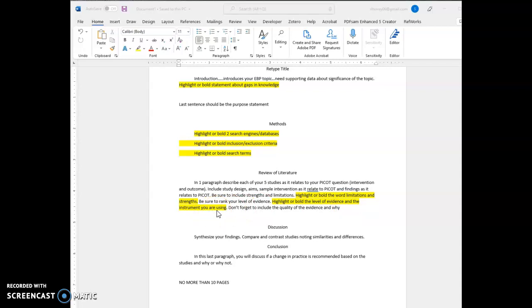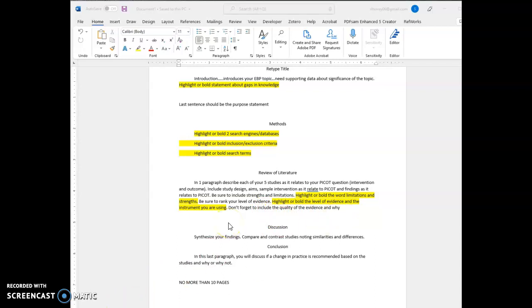Several people got points taken off because they leveled their evidence incorrectly according to the Johns Hopkins, but they were using a different rating scale. It has to be noted what scale you're using, because I'm going to automatically grade it based on the Johns Hopkins unless it is clearly stated that a different scale was used. Also, don't forget to include the quality of the evidence and why you rated it that way.